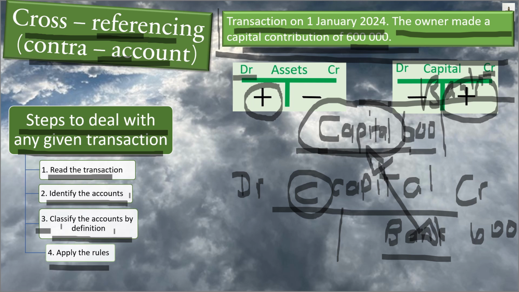In the next slide I will write this out neatly so you will see it quite clearly. Now these two accounts here are also known as contra accounts. So let's have a look on the next slide where it's neatly typed out.